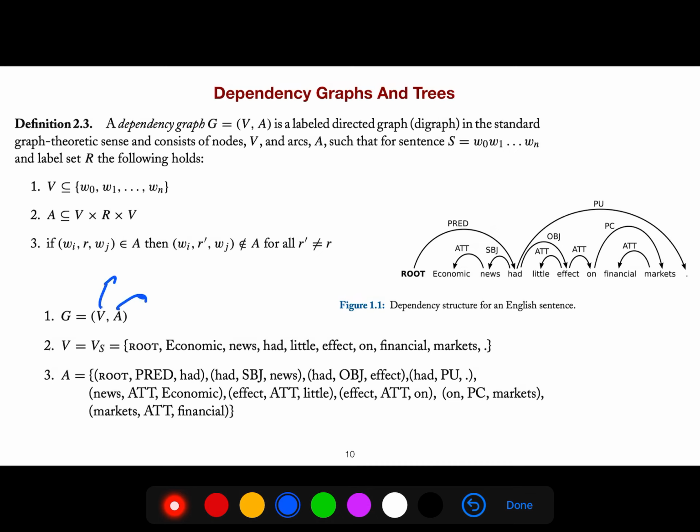For example, a sentence: economic news had little effect on financial markets. We tokenize it, and we always add this root at the beginning of any sentence. As you see, our arcs are pairwise words. For example, between had and news there is a subject relation. Between had and effect there is an object relation. Attribute, and different relations.